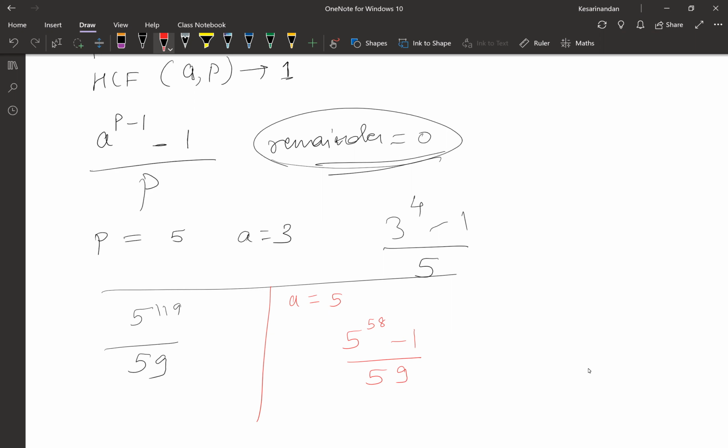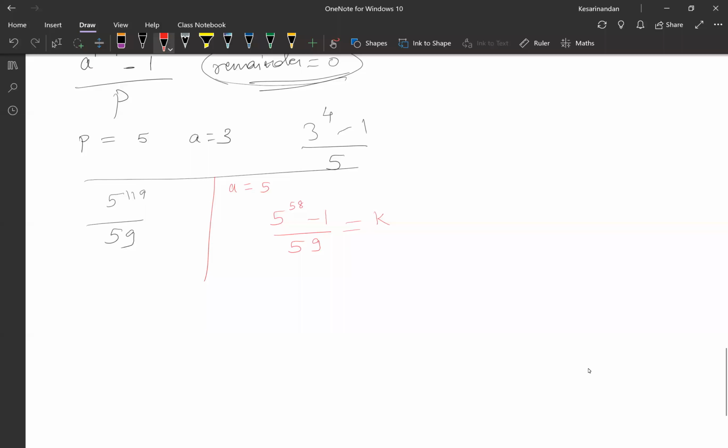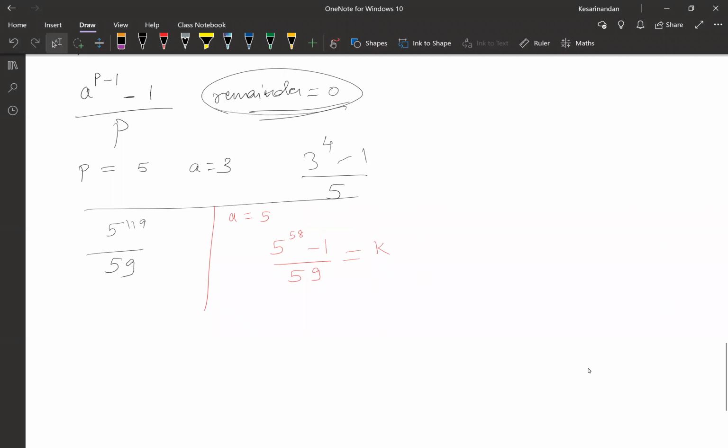Yes. So if I say so, there will be a quotient k, right? Remainder is completely 0. There will be a quotient something k. Then moving forward, we can say 5 raised to 58 is equal to 59k plus 1, right? I've done just cross multiplication. Now let's use this and break this down.